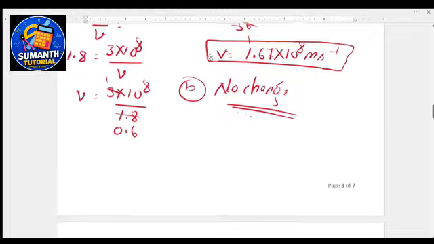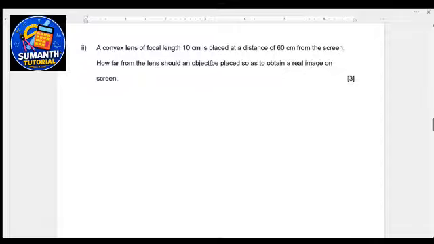Now let's go to the next question. That is question number 4. This is a numerical one, 3 marks. What it says: a convex lens of focal length 10 centimeter placed at a distance of 60 centimeter from the screen. How far from the lens should an object be placed so as to obtain a real image on the screen? It's a direct question.